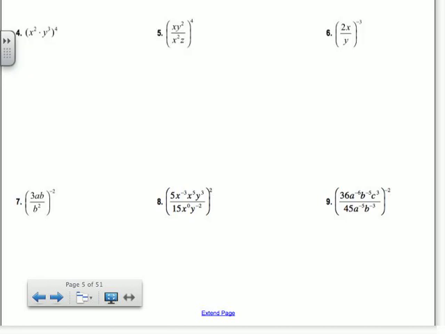Okay, so let's try some of these. So number 4, I should have x to the 2nd raised to the 4th times y to the 3rd raised to the 4th, right? You bring the 4th into each piece. Or you could just do that all in one step and say it's x to the 8th, y to the 12th. So multiply your powers.